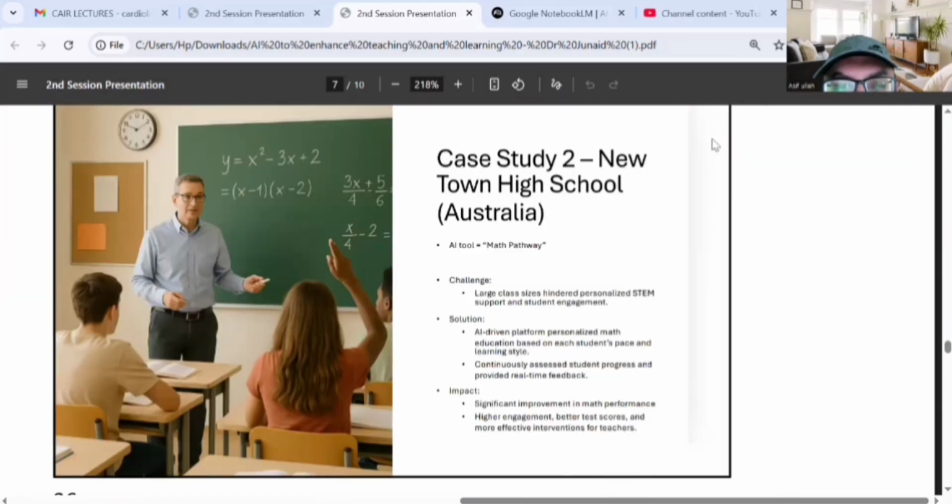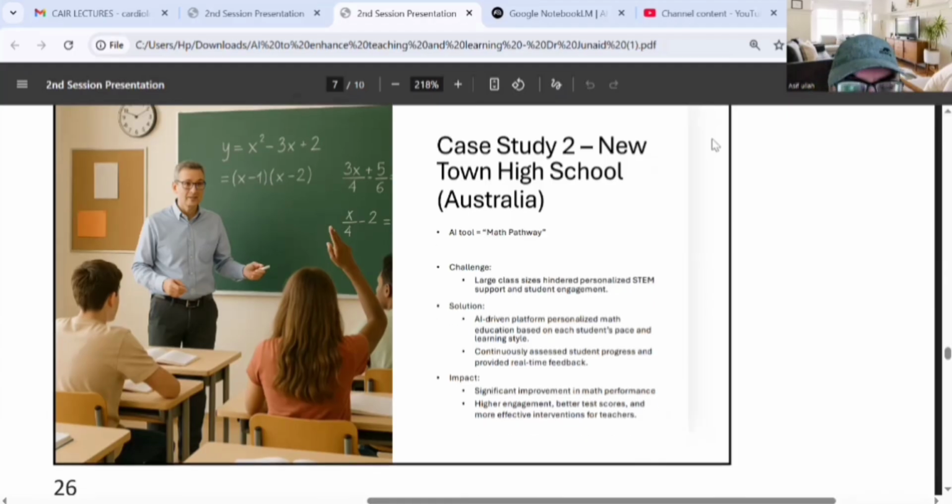The second case study is Math Pathway, an AI tool for large class sizes that handled personalized STEM support and student engagement. An AI-driven platform provided personalized math education based on each student's pace and learning style, continuously assessed student progress, and powered real-time feedback. The result was significant improvement in math performance, with higher engagement, better test scores, and more effective intervention for teachers.